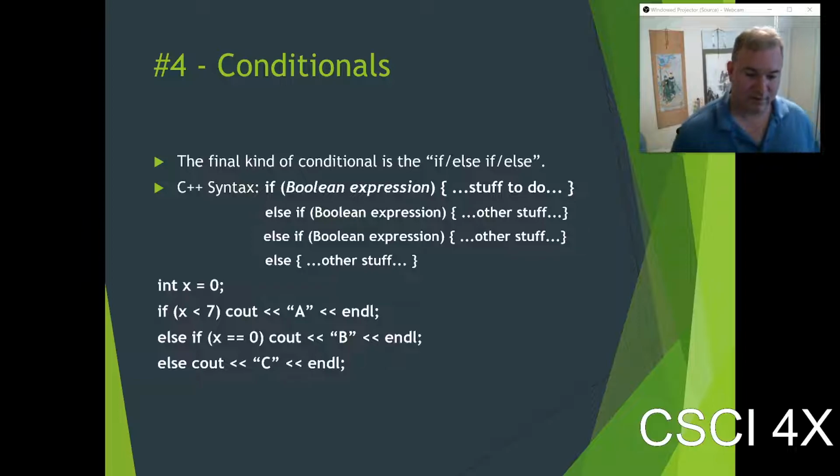Okay, so here we go. So int x equals 0, if x is less than 0, cout a, else if x double equals 0, cout b, else cout c.